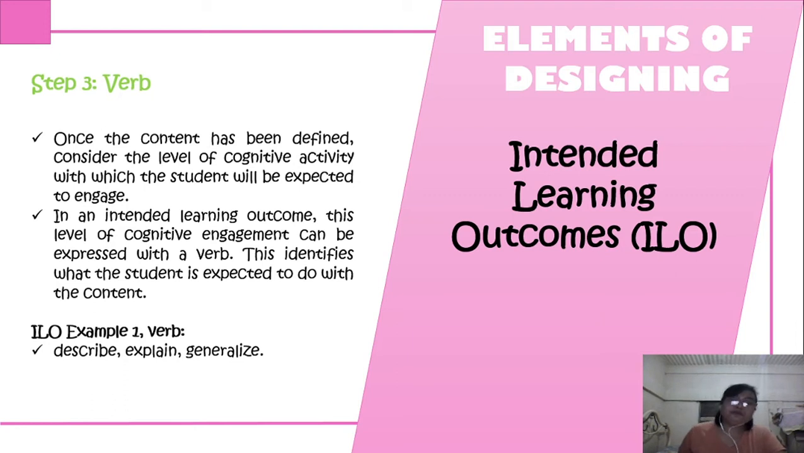So this is the third step in designing the intended learning outcomes. After defining the content, consider the level of cognitive activity. Thus, the level of students' cognitive engagement can be distinguished and expressed with a verb. To guide you in choosing an appropriate verb that focuses on cognitive level, you might use Benjamin Bloom's revised taxonomy and Andrew Churches' updated Bloom's digital taxonomy.